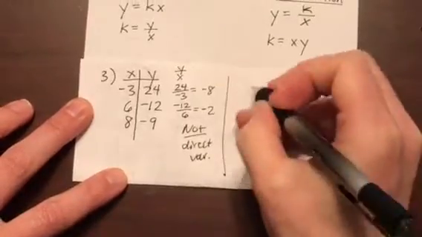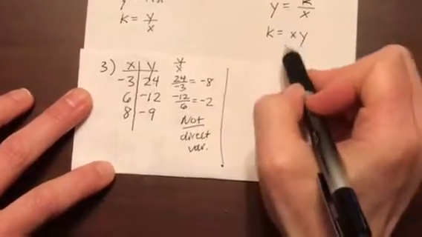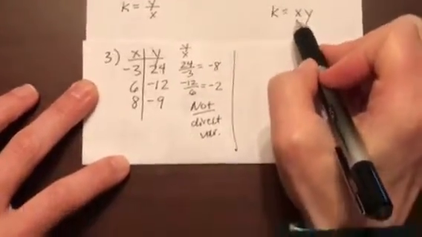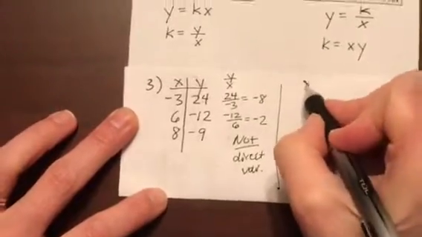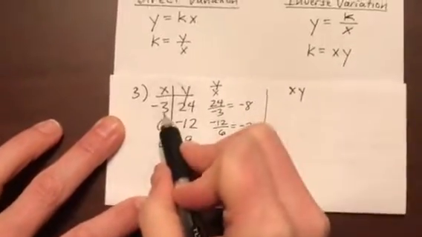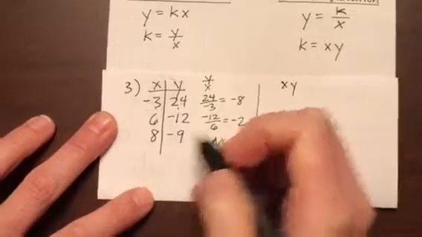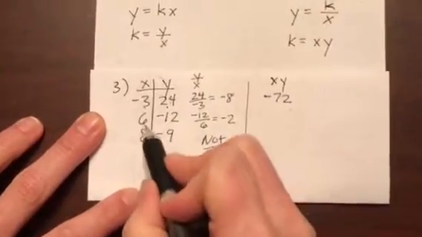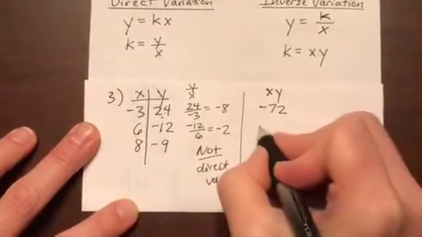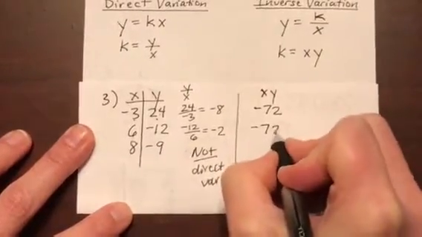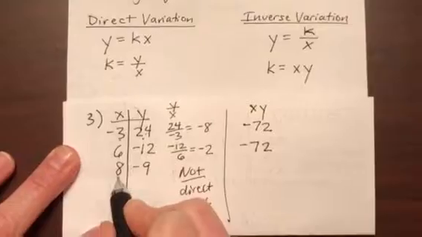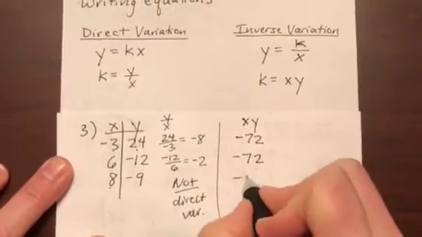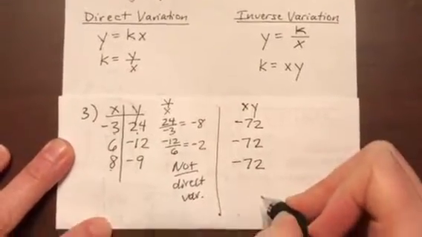Okay, so let's go ahead and try now inverse variation. See if we have a constant here, the product of x and y. So x times y in the first pair would be -72. In the second pair, 6 times -12 is -72. And in the third pair, 8 times -9 is also -72.